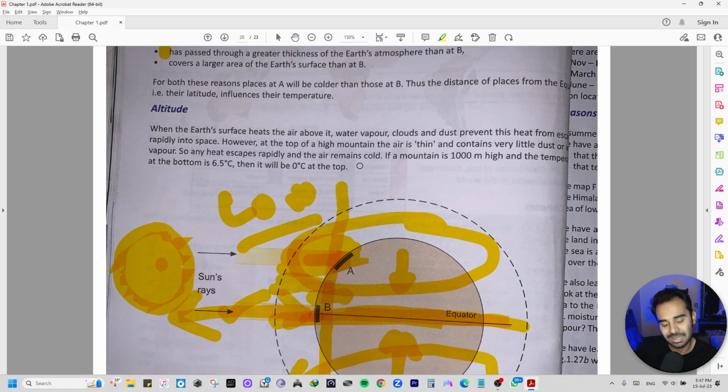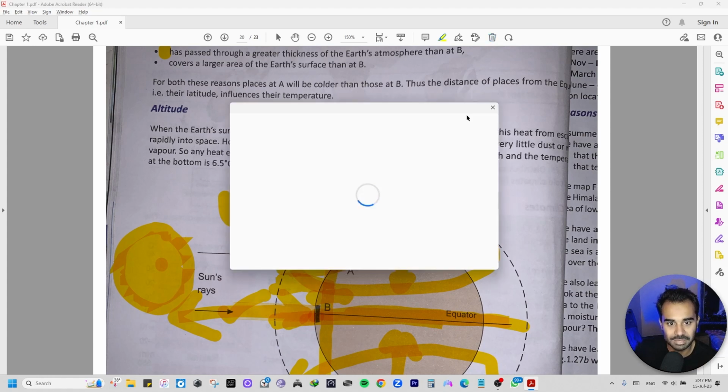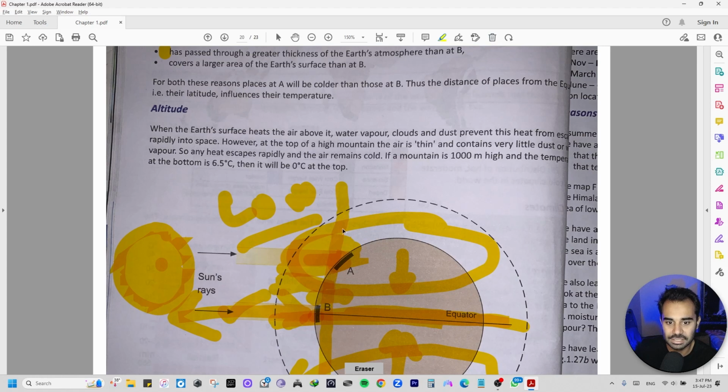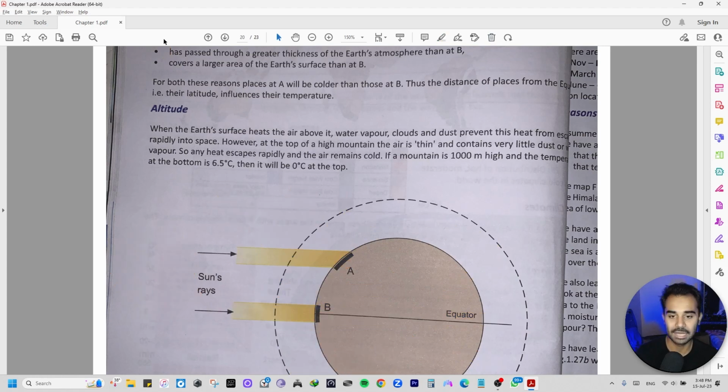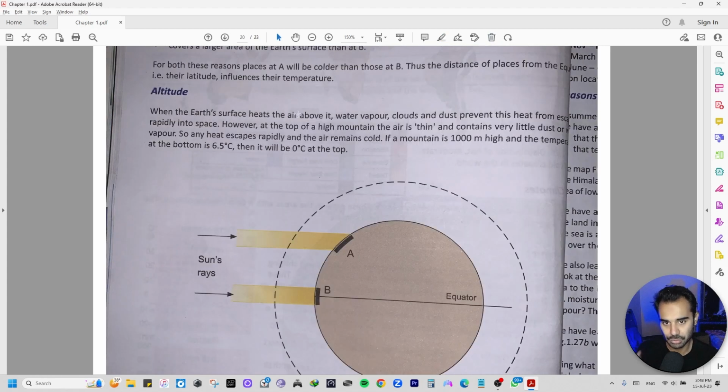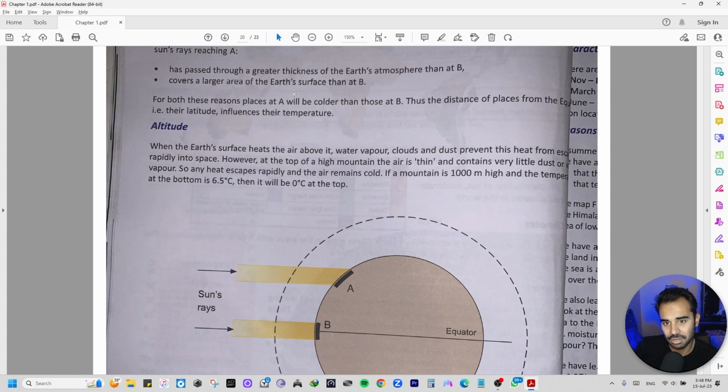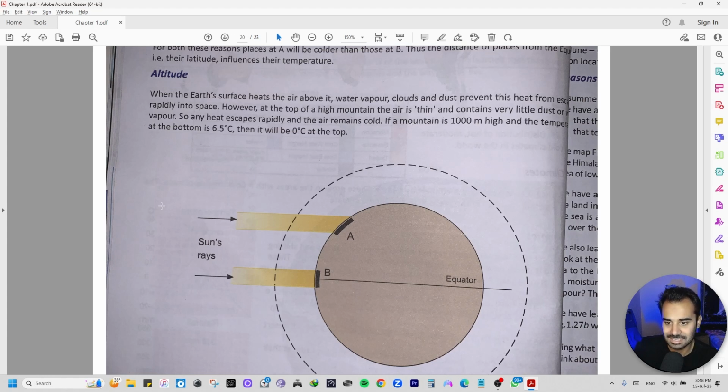Now the second point actually tells us over here. I'm sorry, guys, I've literally made a mess over here. Let me just remove all these things. So guys, now you understood point number 1. Point number 2 says that it covers a larger area of the Earth's surface than B. So over here it says that the sun, let us draw our sun back. When it's pointing at point number B, it's only focusing on a little point. It's getting the opportunity to focus on a little point.